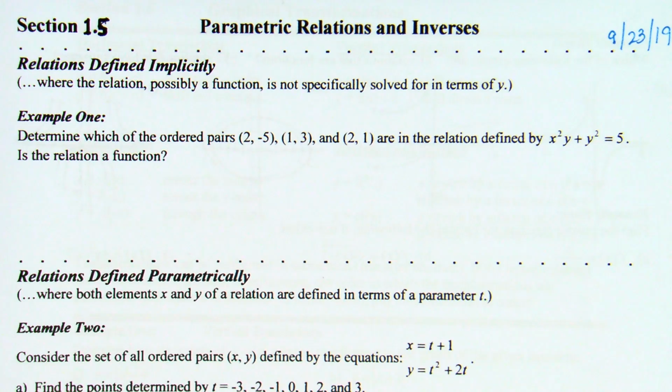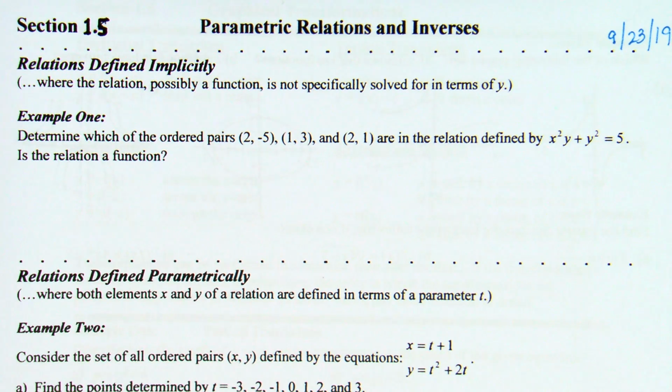Let's start looking at lesson 1.5. Lesson 1.5 is parametric relations and inverses. We may not get to anything with inverses today, but inverses should be a little bit familiar. We've done those a little bit in Algebra 2, maybe even Algebra 1 before. Parametric equations, or parametric relations, are brand new.